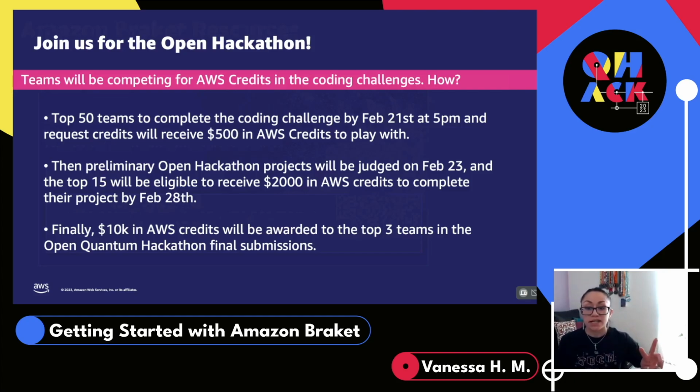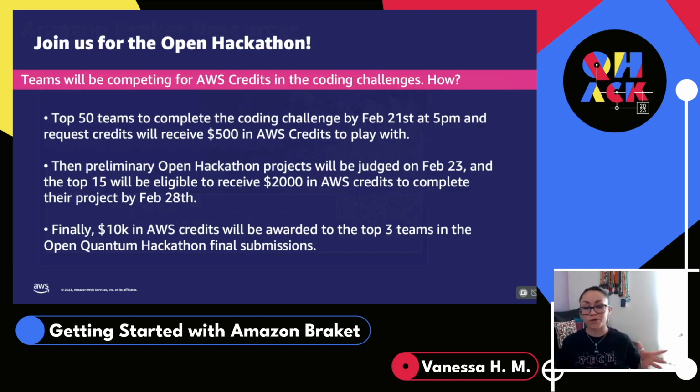Second phase, the projects that will be judged on February 23rd, the top 10 projects in that phase will be eligible to receive $2,000 in credits to continue working on your project and complete it by February the 28th. And after February 28th, the top 3 teams in this Open Quantum Hackathon might receive $10,000 in AWS credits. So these are big prizes.